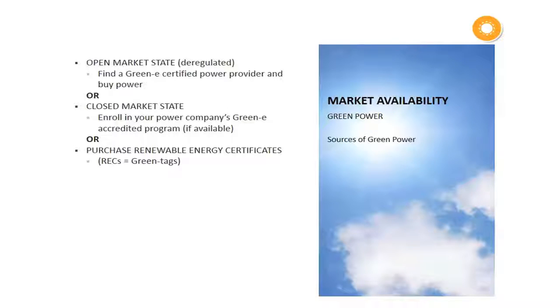And in a closed market state, there's typically just a single provider for any given location. Now, in an open market state, the idea is that you would be able to find a Green E certified power provider and buy your electricity directly from them as Green E certified. But for those closed market states, your utility either has or doesn't have acceptable green energy programs. Now, if they don't, the project still has the opportunity to purchase what are called renewable energy certificates, sometimes called RECs, sometimes called green tags. And we're going to talk a little bit more about that here in a second.